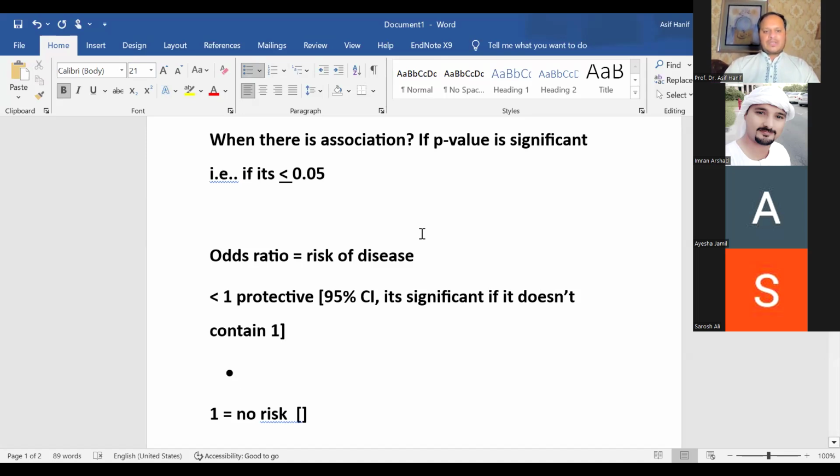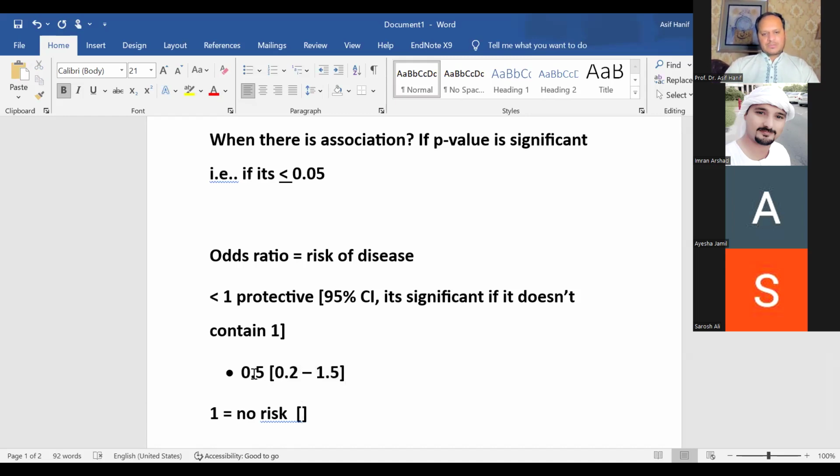For example, the odds ratio is less than 1, let's say 0.5, and the 95% confidence interval comes like this, 0.2 to 1.5. Look, this interval contains 1. I mean 0.2, 0.3, 0.4, 1, 1.1, 1.2, then 1.5. If there is 1 in the interval, this odds ratio is not significant. Although it may be a contributor, this contributor is not significant.